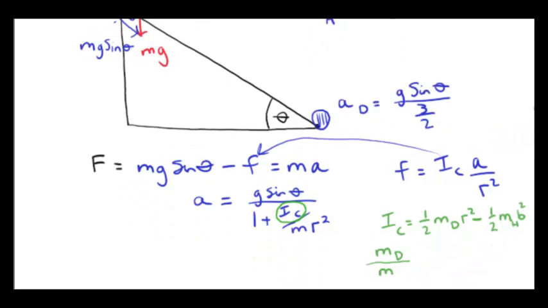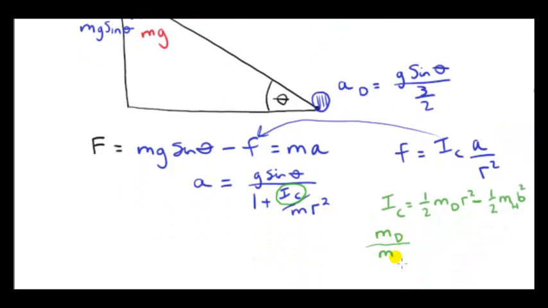If we take the ratio of the mass of the disk to the mass of the annulus, we get the area of a full disk, which is pi r squared, divided by the area of the annulus. Well, the area of the annulus is the area of the full disk minus the area of the hole. This is because mass is proportional to area.